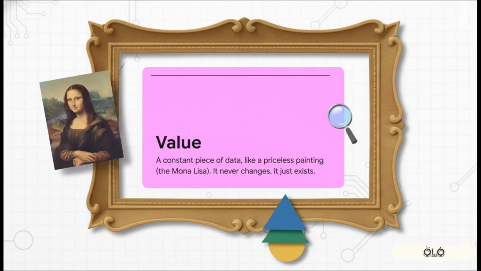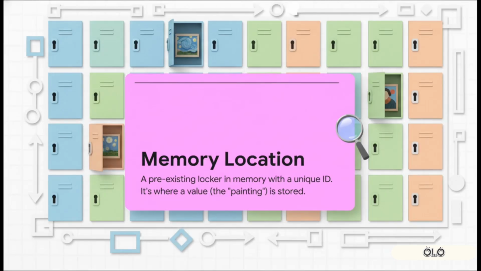Okay, so let's build out this museum idea. First up, the value itself, the piece of data, like the number 10. I want you to think of that as a masterpiece painting. We're talking the Mona Lisa. It's priceless, it's one of a kind, and it's permanent. You would never, ever paint over it. The Mona Lisa just is. Now, where do you keep the Mona Lisa? Not in some cardboard box, right?